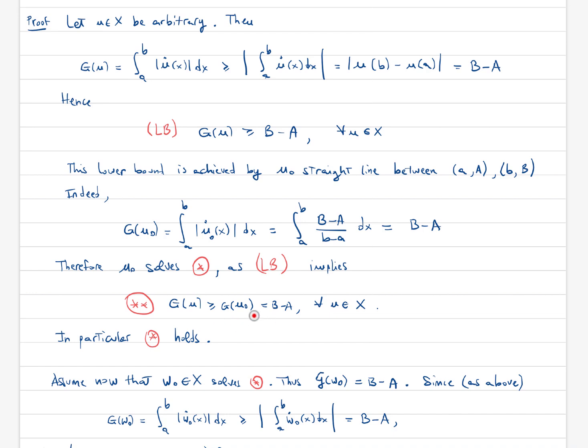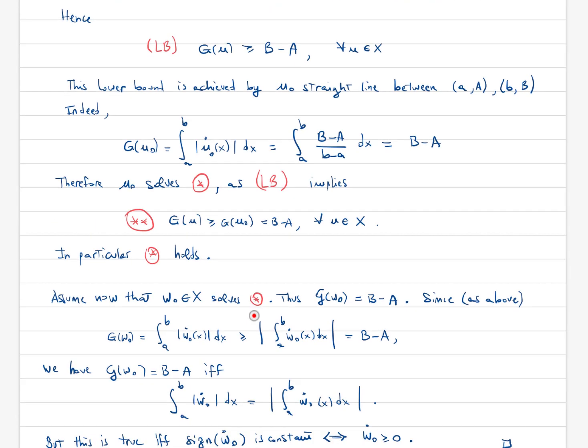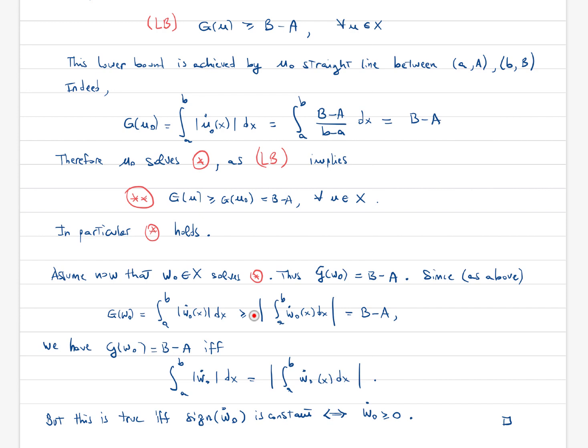Okay, and now this takes care of the first part of the statement. We now only need to prove that all the minimizers are given by the monotonic functions. So let's assume that W0 solves star, the minimization problem. Then we know that the energy must be B minus A, because we proved that the minimum is equal to B minus A. And we can do the same calculation as above, and we see that G of W0 is greater or equal than B minus A, this without any structural assumption on W0.